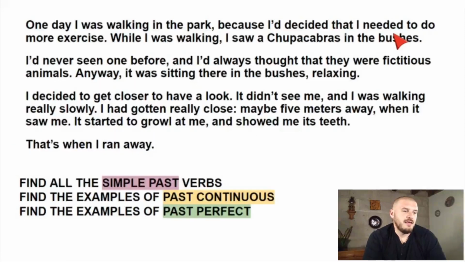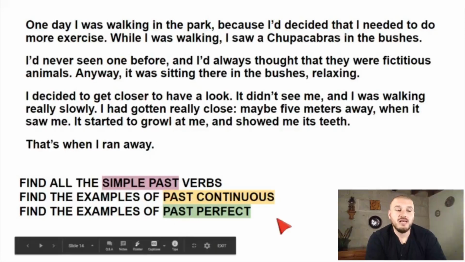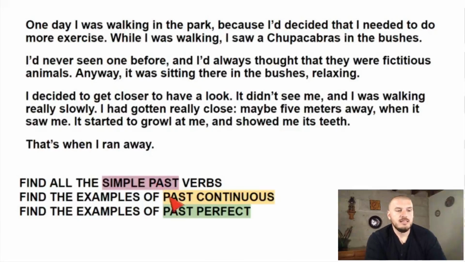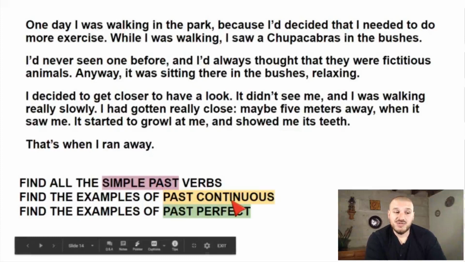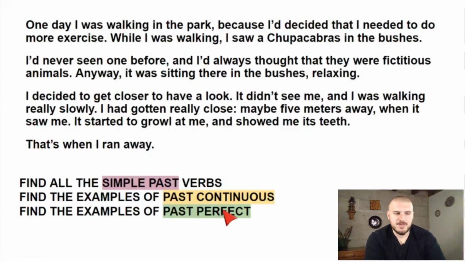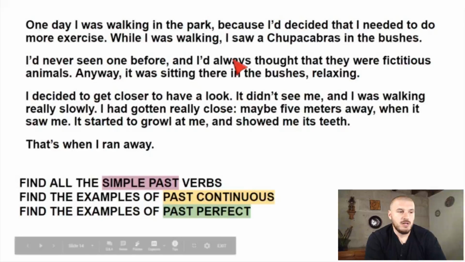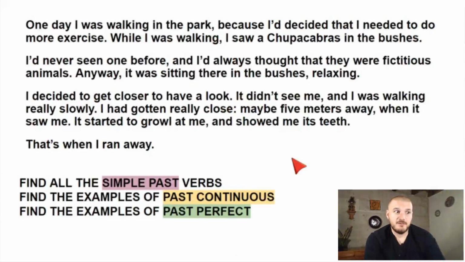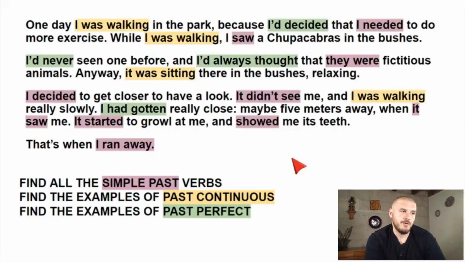I want you to find examples, okay? So here's a text. And I want you to find all of the simple past verbs, all of the past continuous verbs, and all of the past perfect. It should be pretty easy for you to identify. Simple past finish with ed, ied, and the irregular verbs like went and bought. Past continuous is was or were plus ing, and past perfect is had and a past participle. Okay? So, go through the text and find these examples. Stop the video because I'm going to reveal the answers now, okay? 3, 2, 1. Here we go.